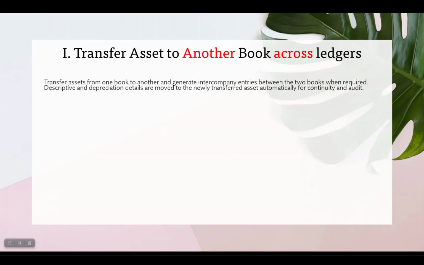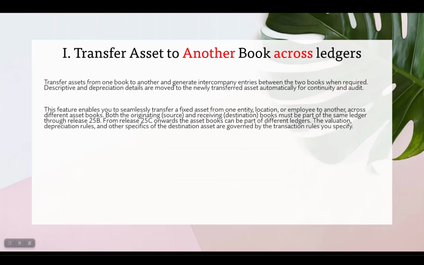Last thing here is transfer assets to another book. As you know, these transfer assets from one book to another book under the same ledgers. Now this is in 25B. Now in 25C, across ledgers. So across ledgers you can transfer assets from one book to another book.